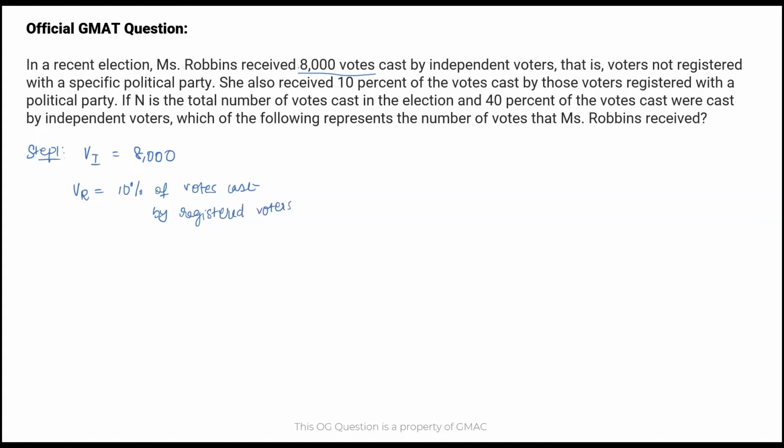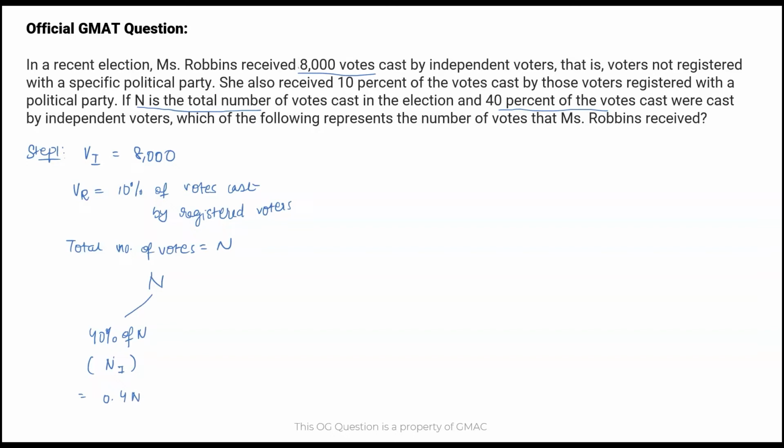Now it is also given that the total number of votes is n. So we have another piece of information that the total number of votes is n. And out of these, 40% of the votes were cast by independent voters. So from n number of votes we can say that 40% of n were cast by independent voters, and if we denote the number of independent voters with Ni, then this is the number of votes which will be equal to 0.4 into n.